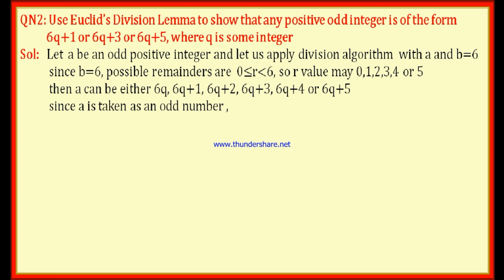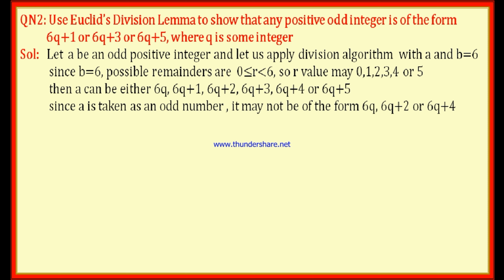Here, what is given? a is an odd positive integer. Since a is an odd positive integer, it should not be divisible by 2. But 6q is divisible by 2. Therefore, 6q is not of the form. And again 6q plus 2 is divisible by 2. Again it is not our required number. And 6q plus 4 is also divisible by 2.